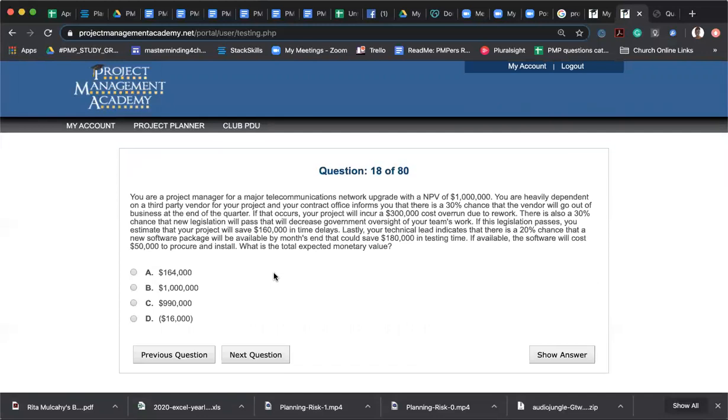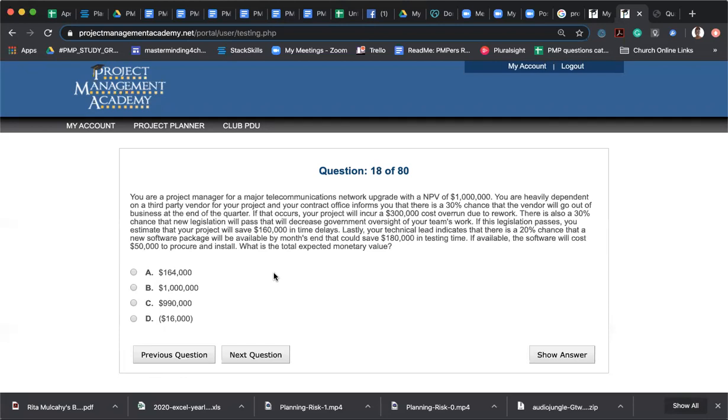Okay. You are a project manager for a major telecommunications network upgrade with an NPV of $1 million. You are heavily dependent on a third-party vendor for your project, and your contract office informs you that there's a 30% chance that the vendor will go out of business at the end of the quarter. If that occurs, your project will incur a $300,000 cost overrun due to rework. There's also a 30% chance that new legislation will pass that will decrease government oversight of your team's work. If the legislation passes, you estimate that your project will save $160,000 in time delays.